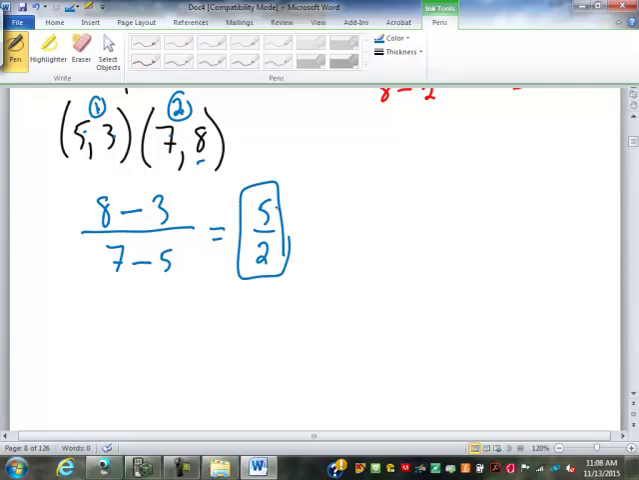Now, would we want to change that to 2.5? No. Our slope is rise over run. So we want it as a ratio. It's just a fraction, improper or not. We want it as just a fraction.